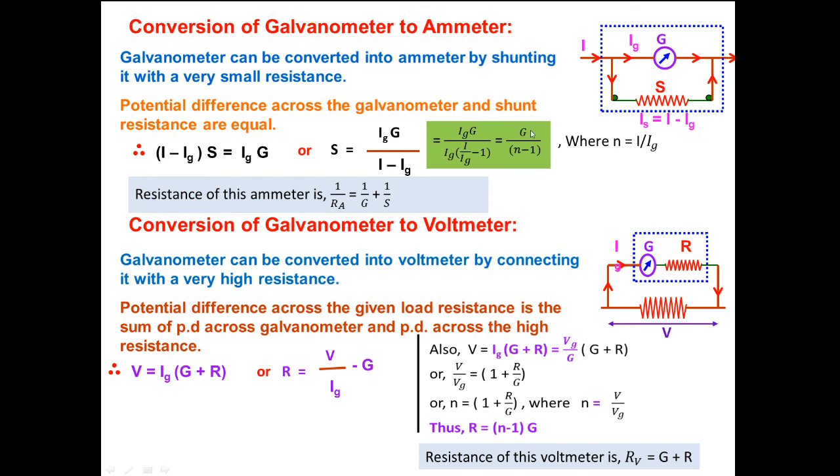But in conversion of galvanometer to ammeter, N equal to I by Ig, and Ig is the current which produces maximum deflection in the galvanometer, and the resistance of this voltmeter will be the resistance of galvanometer plus the high resistance.